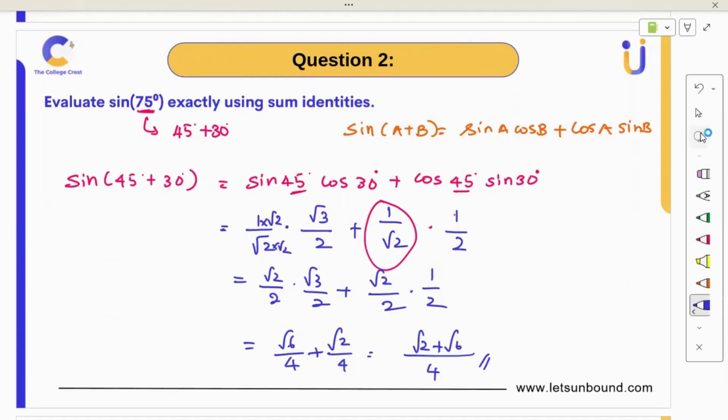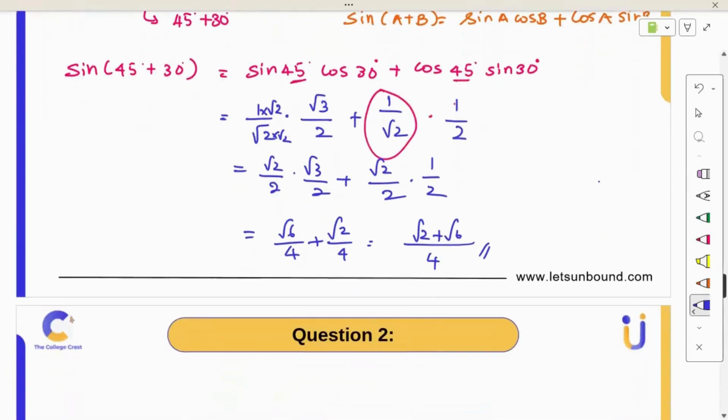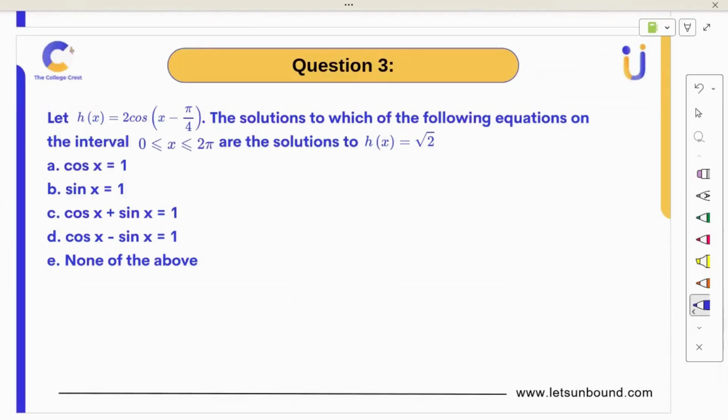This is the exact value of sine 75. Right. So that's question number 2. And now we are moving to the last problem for today. Let h of x be 2 cos of x minus pi by 4. The solutions to which of the following equations on the interval 0 to 2 pi are the solutions to h of x equals root 2.